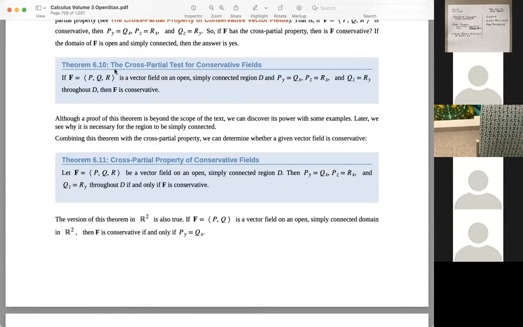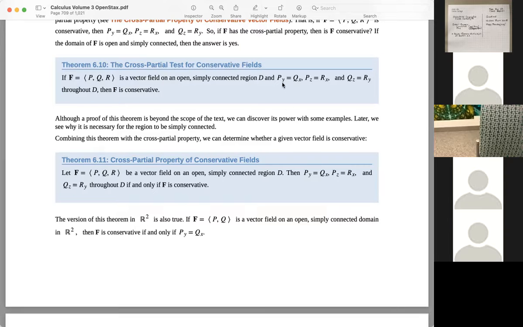Now, here's another famous simple test for conservative fields. And you had this property of conservative fields back in section 6.1, that if a field was conservative, then these mixed partials, these cross partial equations held. This is what we will call formally in the next section, having a zero curl. And you can do this in two dimensions and three dimensions. In two dimensions, the mixed partial property, the cross partial property, is simply partial P partial Y equals partial Q partial X for a field with two components, P and Q.